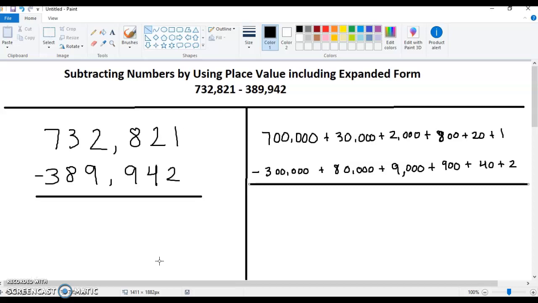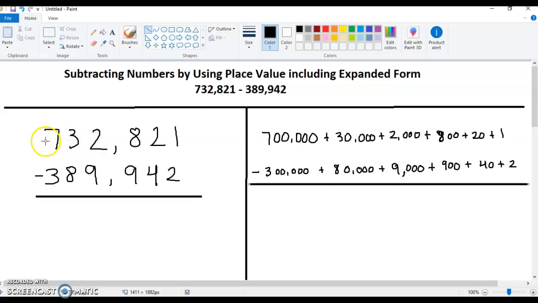In this tutorial, I'm going to demonstrate how to subtract large numbers, but also explain how place value is involved in each subtraction or difference that we find. So I wrote two really large numbers. I'm taking the smaller large number from the larger large number, if you will.